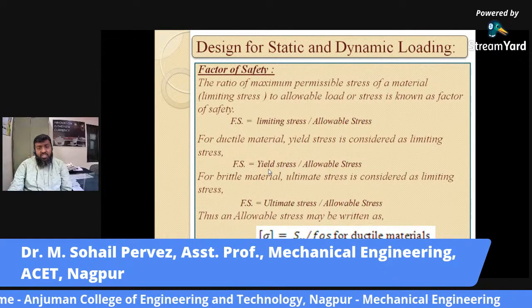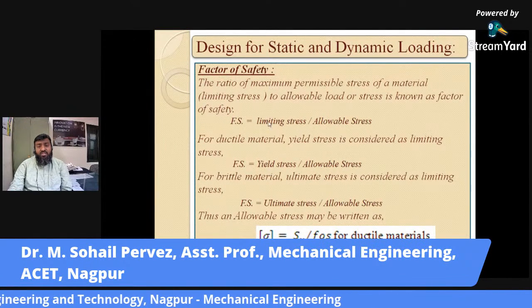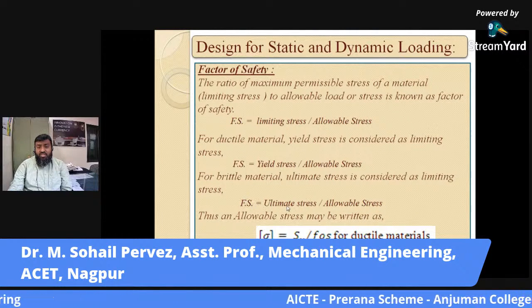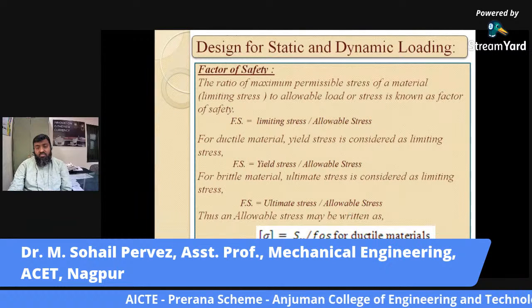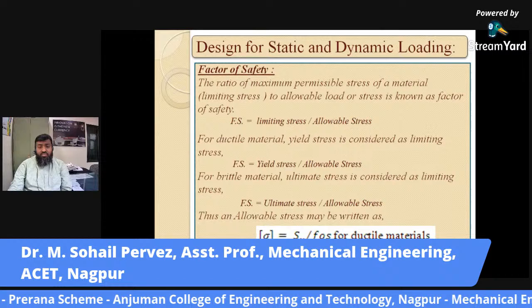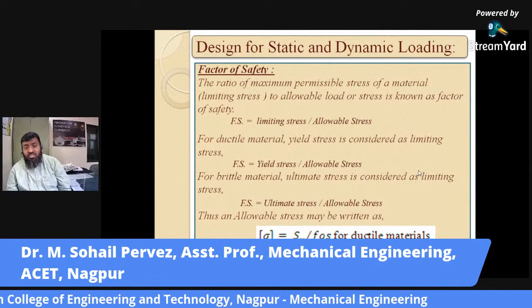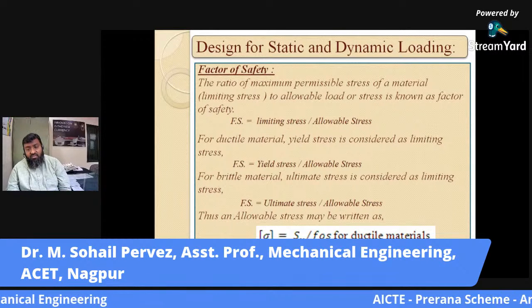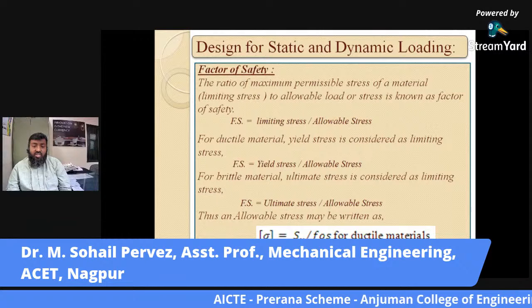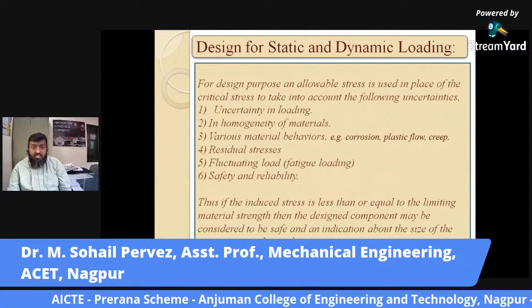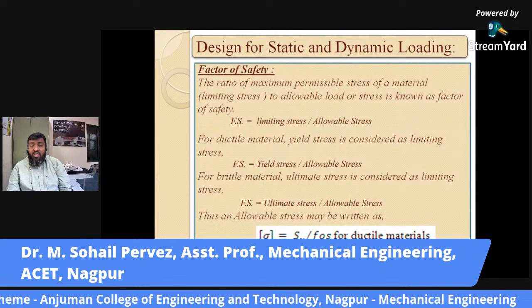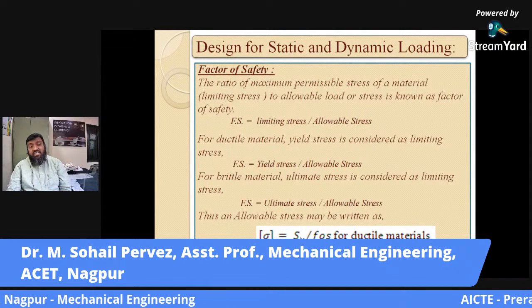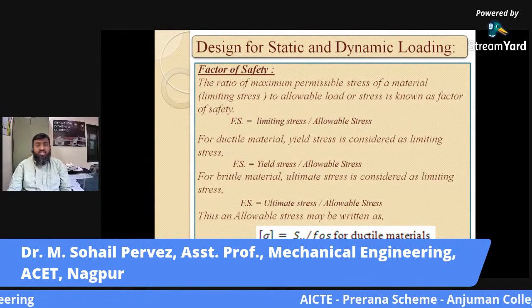For ductile materials, we use yield point stress as the limiting stress: yield stress upon allowable stress. For brittle material, ultimate stress upon allowable stress. So this is the basic relation we may write for the allowable stress: S_yt upon factor of safety for ductile material, and for brittle material, the allowable stress is S_ut upon factor of safety. Here we consider yield strength in tension, and this is ultimate strength in tension.